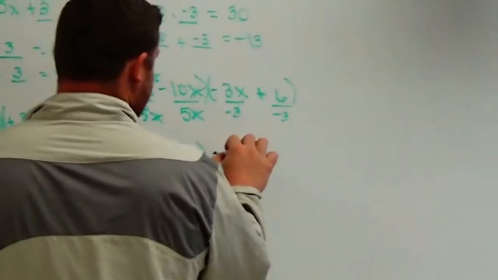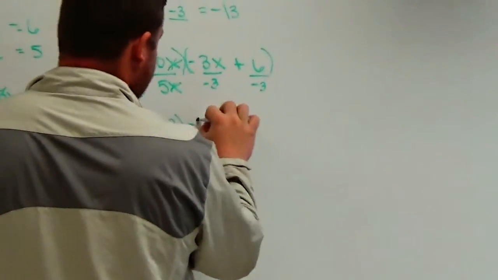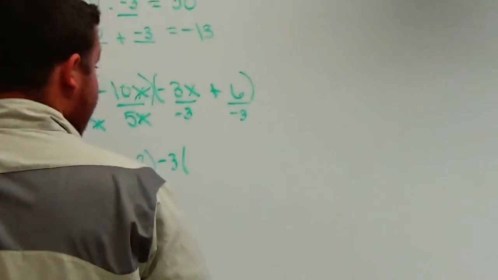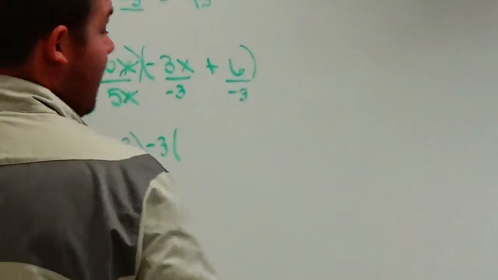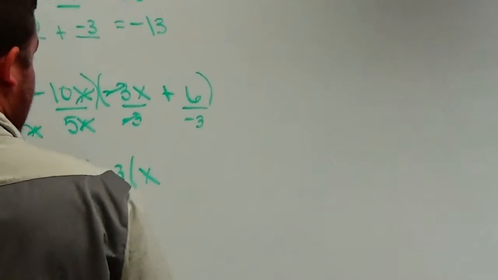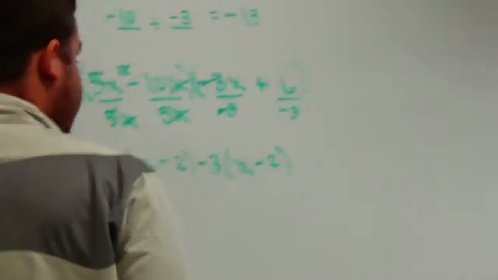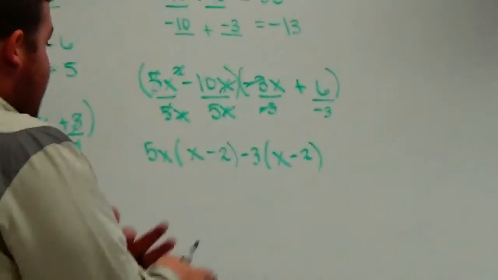Okay, so what do you drop down for? This is where I got confused. Factoring out this negative 3. Okay, so negative 3 goes out front. Alright? Negative 3x divided by negative 3 is what? Negative 3's cancel, you're left with x. What's 6 divided by negative 3? Negative 2.